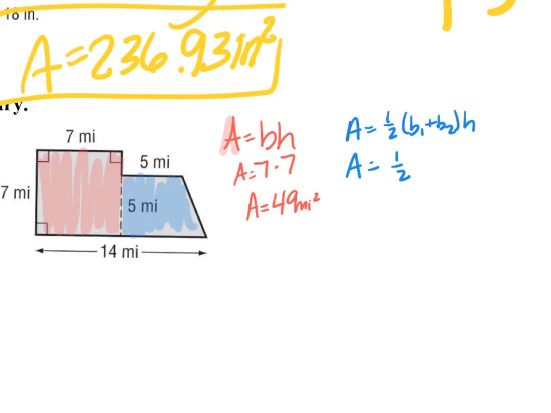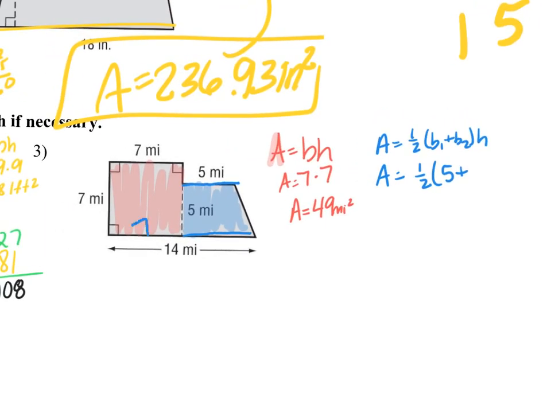Okay, so we've got our formula here. What's base 1? It's going to be this piece right here, which is 5. Base 2 is going to be this piece. It doesn't tell me exactly, but it says this part is 7, and the whole thing is 14. So this has to be 7. So base 2. My height is 5. Order of operations tells me that 5 plus 7 is what? 12. 1/2 times 12 times 5. What is half of 12? 6. 6 times 5 is 30.